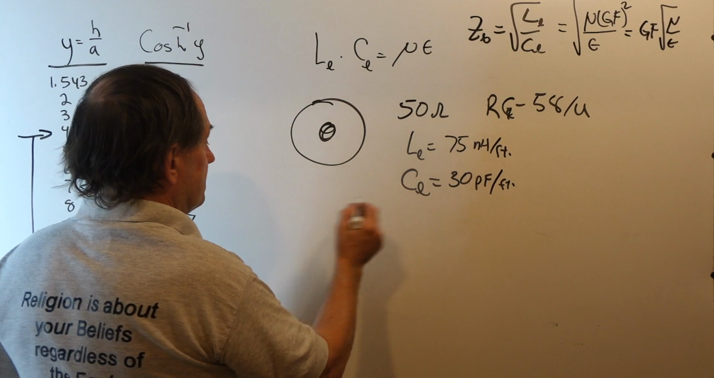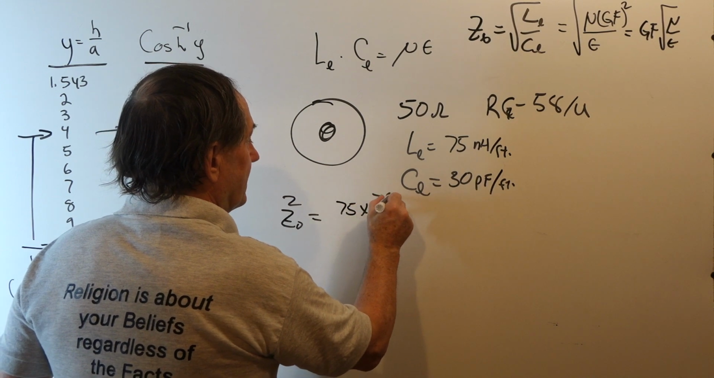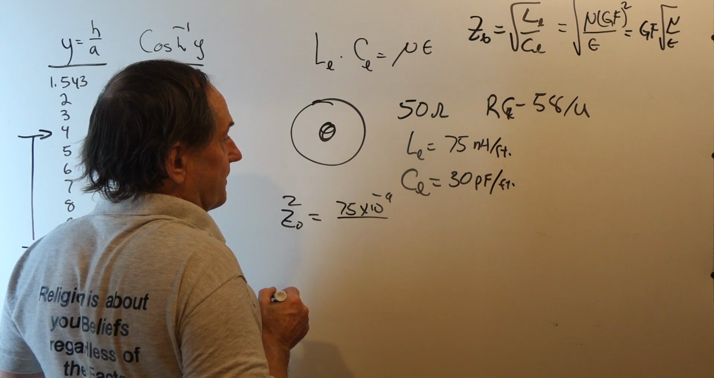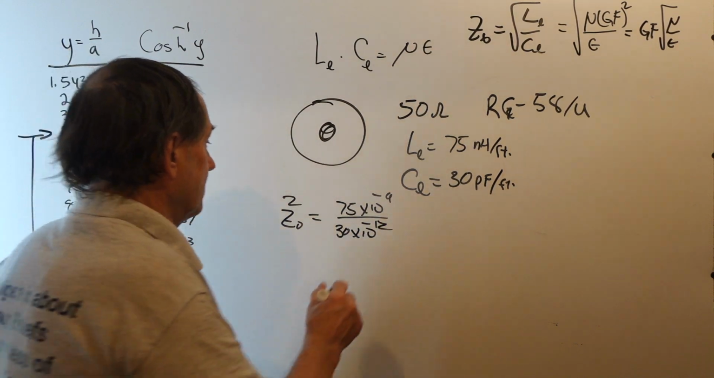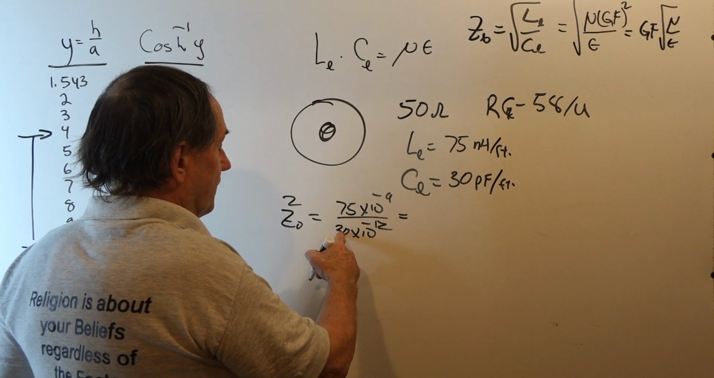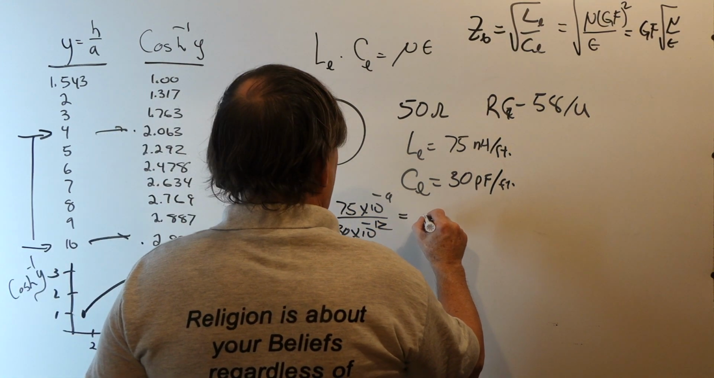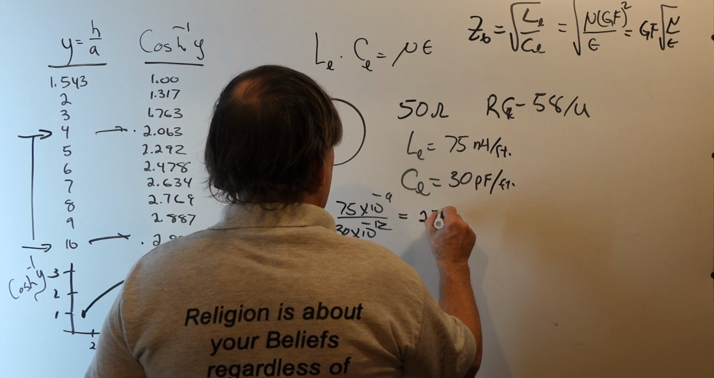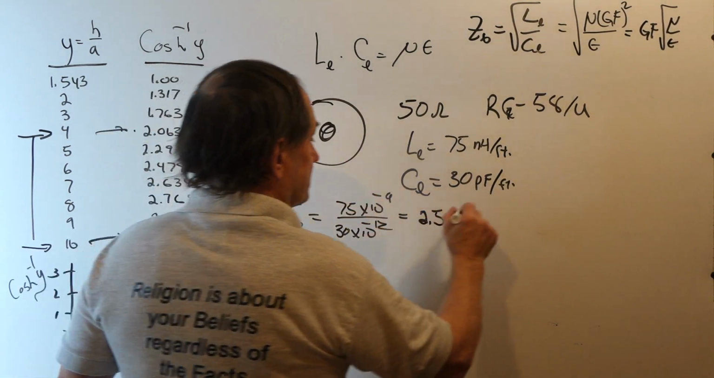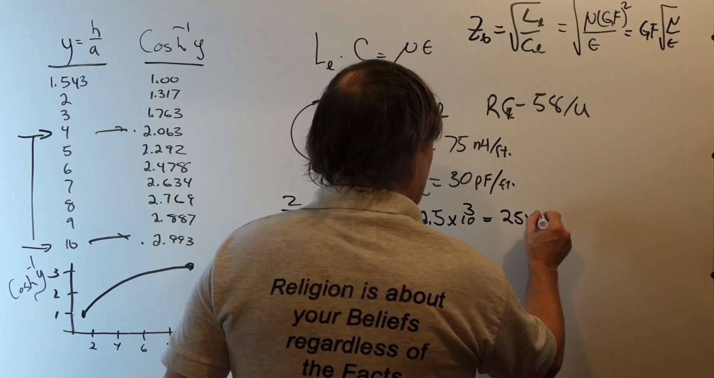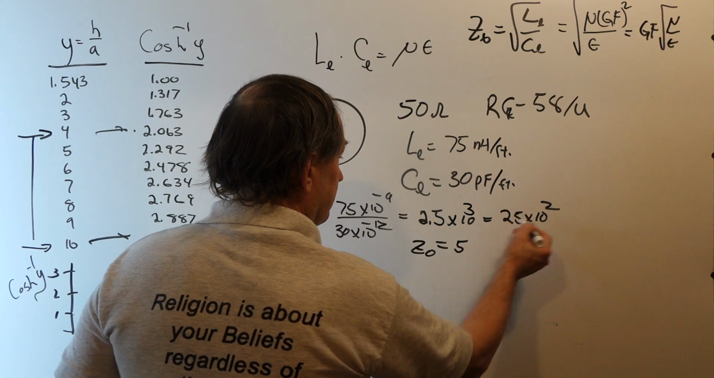So if we put the numbers in for Z0, let's say Z0 squared is L over C, so we have 75 times 10 to the minus 9th henries per foot, and we divide by 30 times 10 to the minus 12th farads per foot. And 30 goes into 75 2.5 times, and this is times 10. We bring 10 to the 12th up, so that's 10 to the 3rd, or we can write this as 25 times 10 squared. That's Z0 squared. So Z0 then is the square root of this, which is 5 times 10, or 50 ohms.